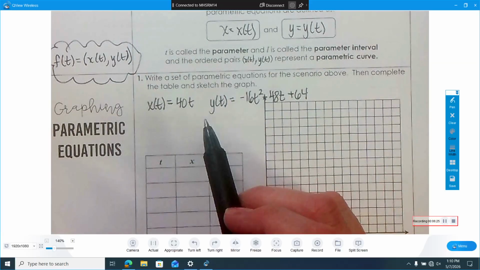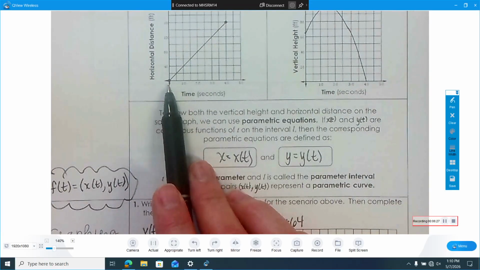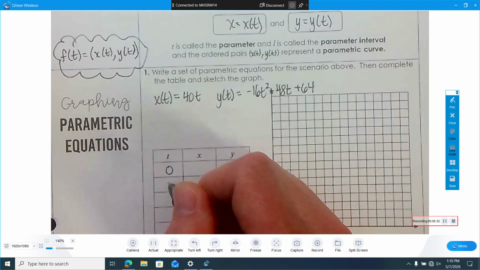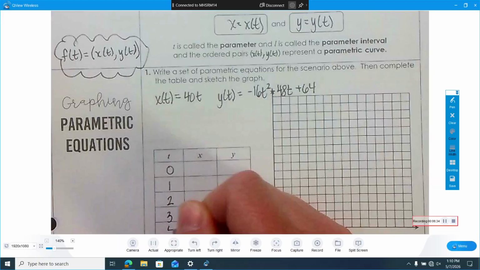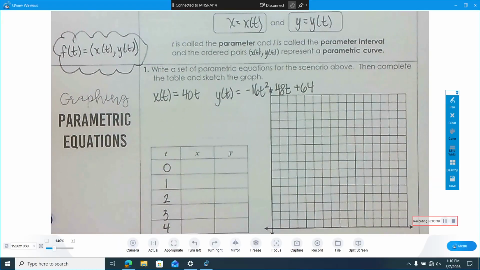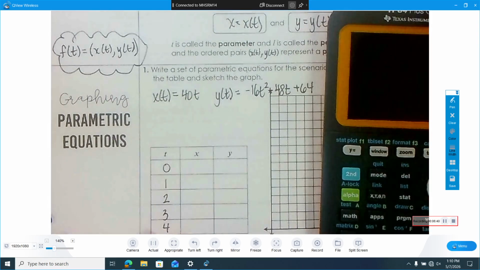And then what we're going to do is go ahead and just plot some points and sketch the graph. These graphs started at time of 0, so we're going to start at a time of 0, and 1, and 2, and 3, and 4, and all we're doing is plugging in our values. So guess what? We're going to review a fun thing to do on your calculator.